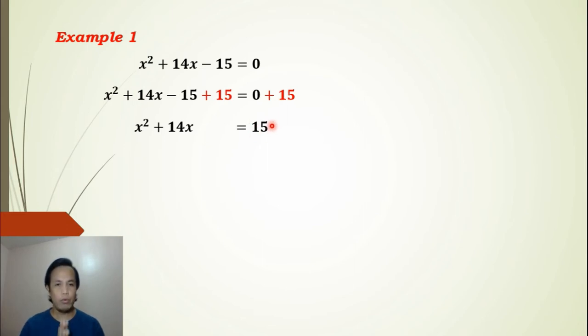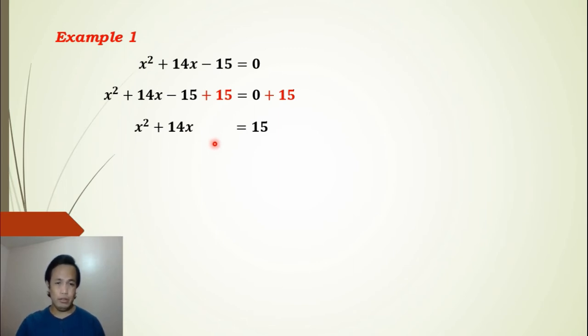Okay. We will now apply the concept of completing the square. We have here x squared plus 14x. We need to find a number that will be added to this side of the equation to make this side of this equation a perfect square trinomial. Now, what is this number?